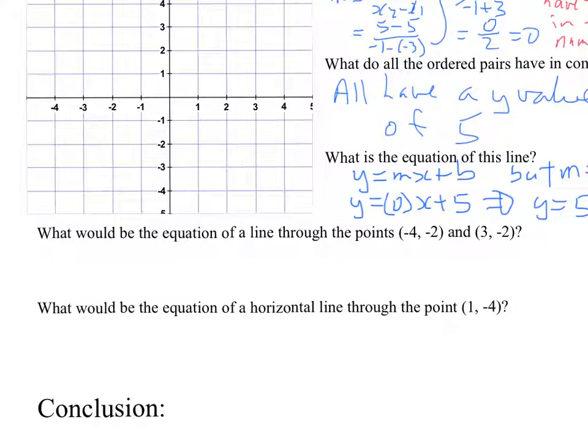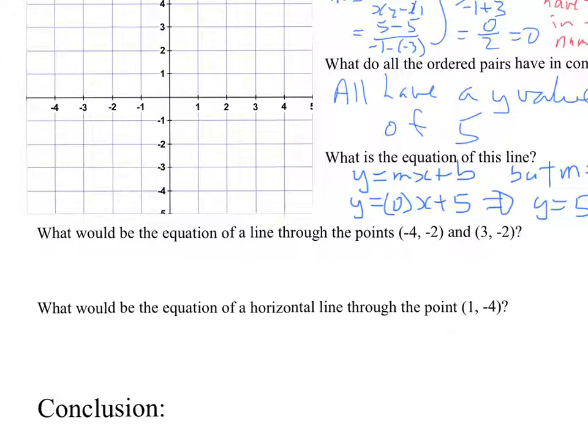All right. So looking at the next question, examine this. What would be the equation of a line through the points -4, -2, and 3, -2? Study those points. What do you notice about those 2 points? Yes, so our man from Mexico saw that first.